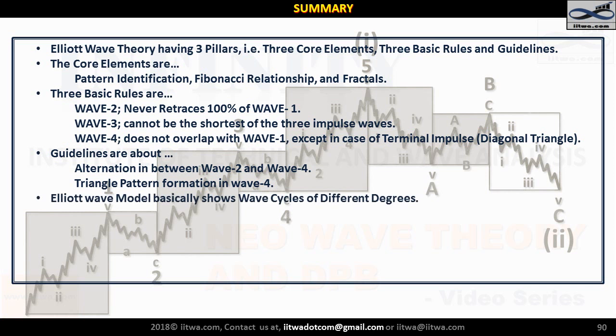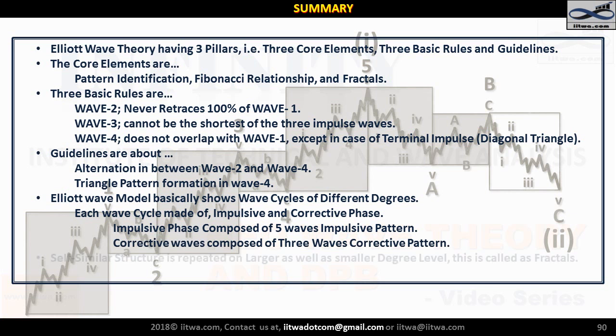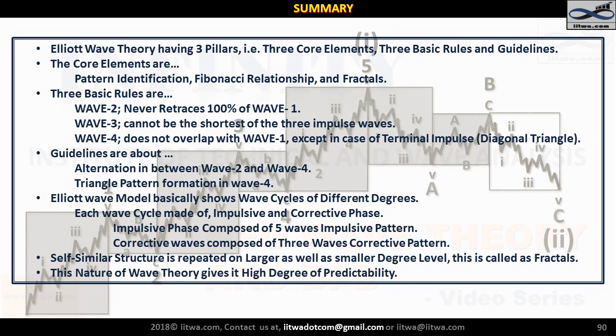The Elliott wave model basically shows wave cycles of different degrees. Each wave cycle is made of an impulsive and a corrective phase. The impulsive phase is composed of a 5-wave impulsive pattern, and corrective waves are composed of a 3-wave corrective pattern. This self-similar structure is repeated on larger as well as smaller degree levels. This is called fractals. This nature of wave theory gives it a high degree of predictability. Let us study the predictability aspect of wave theory with a better perspective in the remaining part of this course.